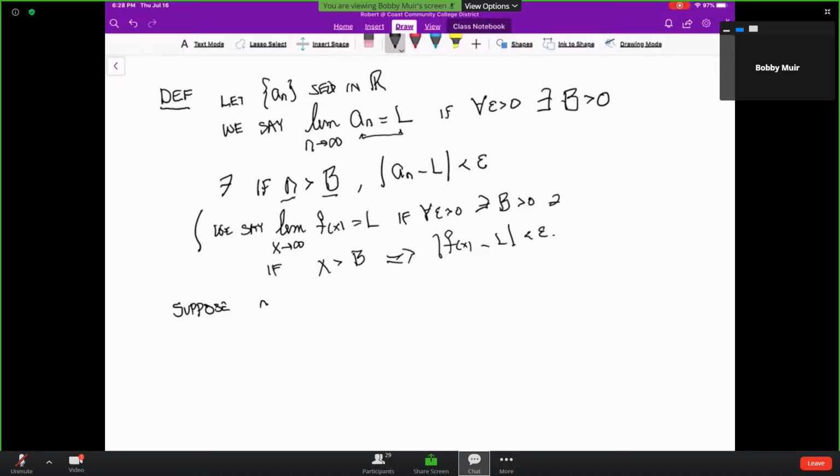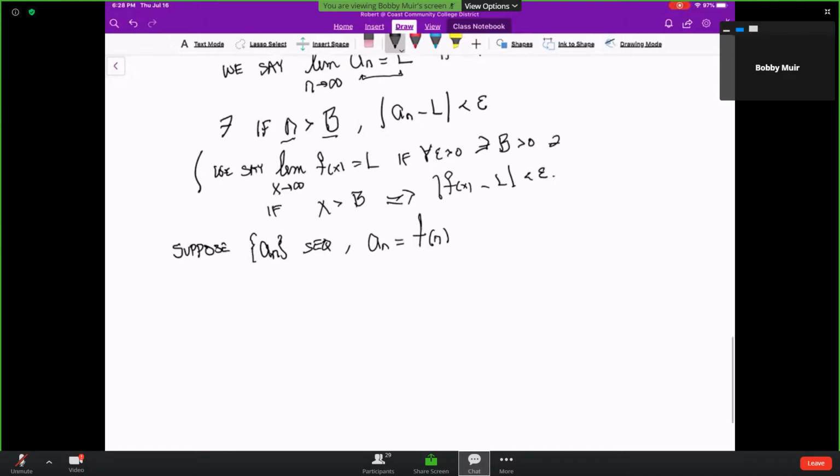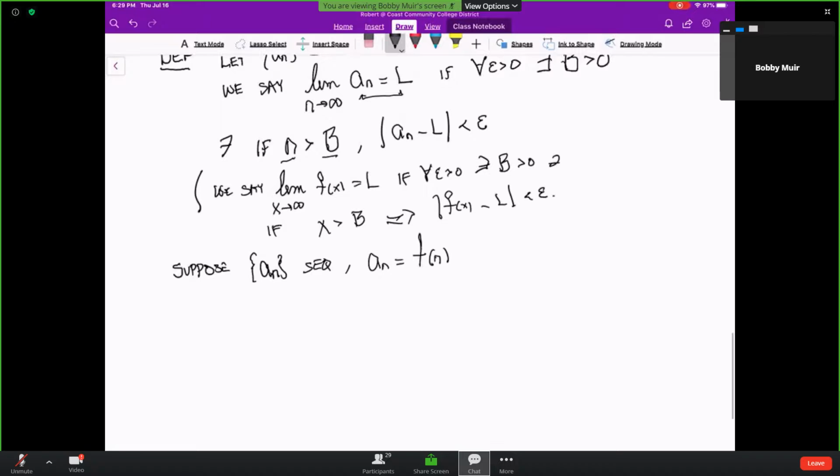Okay, so let's suppose that we've got a sequence a_n, where a_n is given by f of n.